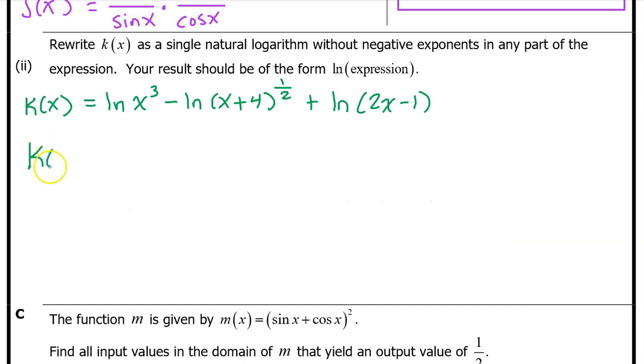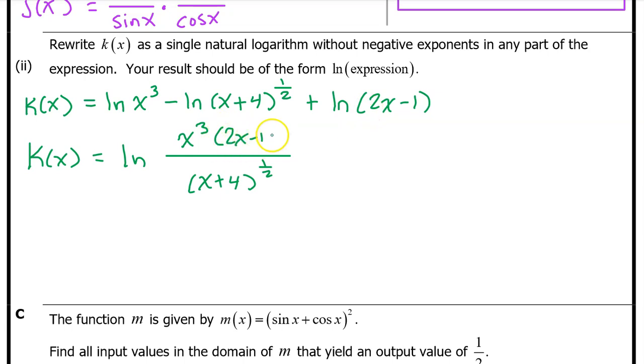Similarly, I can rewrite k of x as the single log of a quotient. There are 3 terms, so there will be 3 factors in this quotient. The first term is positive, so x to the 3rd power will go in the numerator. The middle term is negative, so x plus 4 to the 1/2 power belongs in the denominator. The third term is positive, so the 2x minus 1 goes in the numerator.